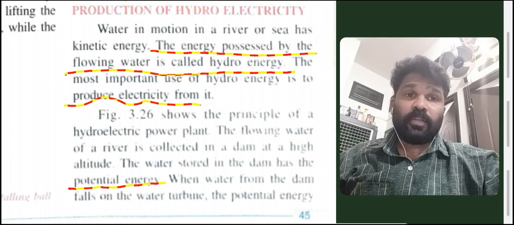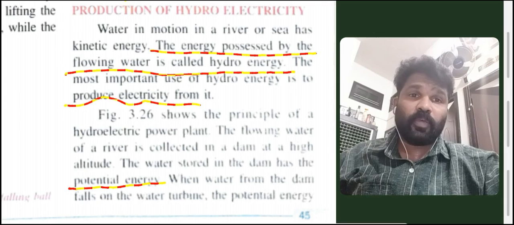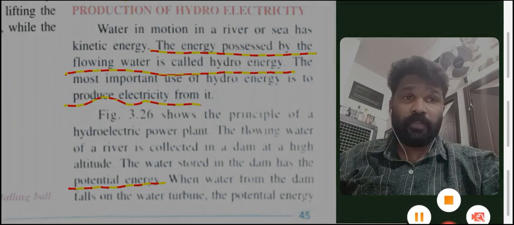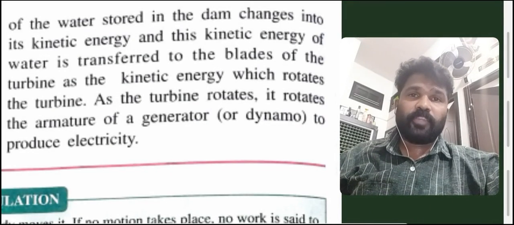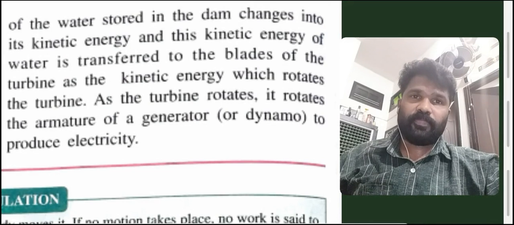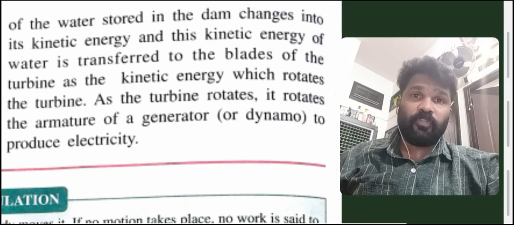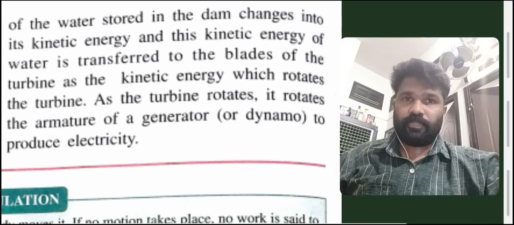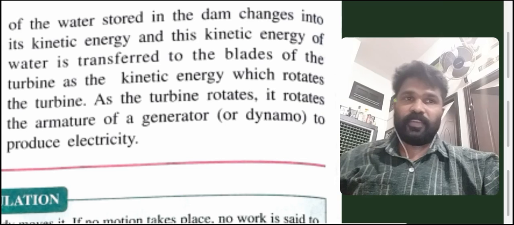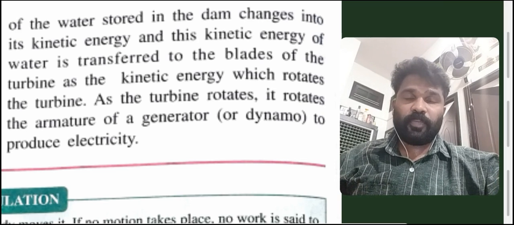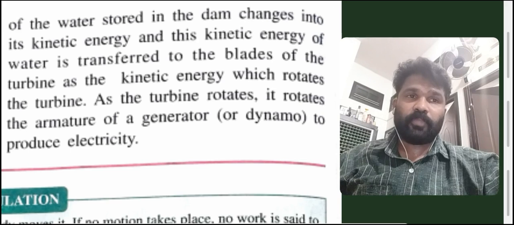When water from the dam falls on the water turbine, what will happen? The potential energy of the water stored in the dam changes into its kinetic energy, and this kinetic energy of water is transferred to the blades of the turbine, which rotates the turbine. As the turbine rotates, what will happen? It rotates the armature of a generator or dynamo to produce electricity. This is the process going on in a hydroelectric power plant.